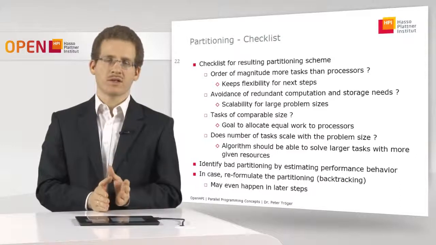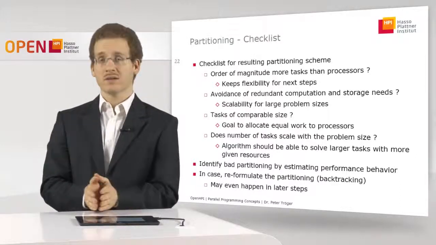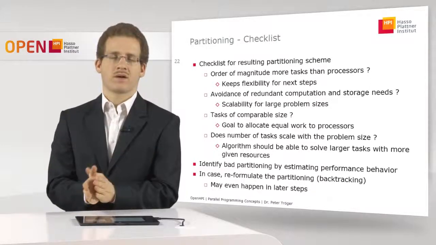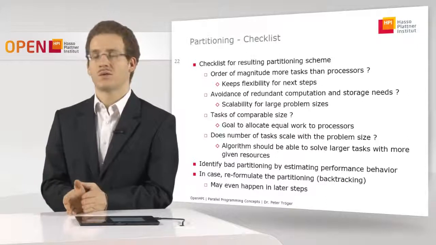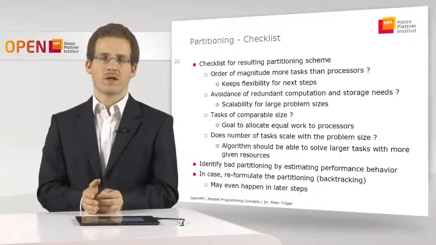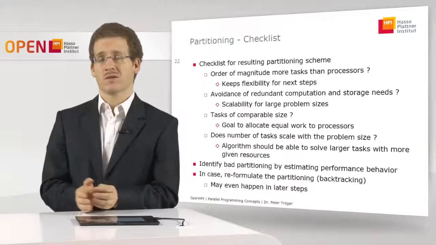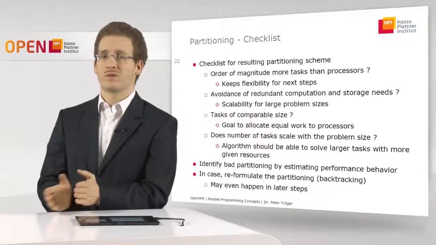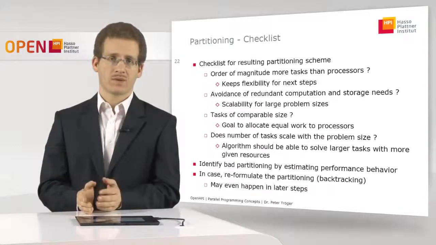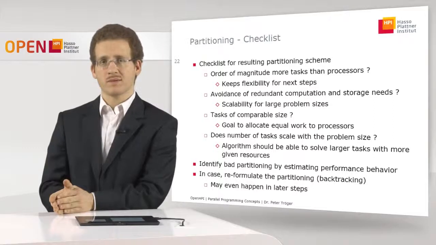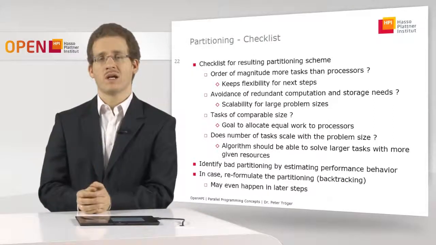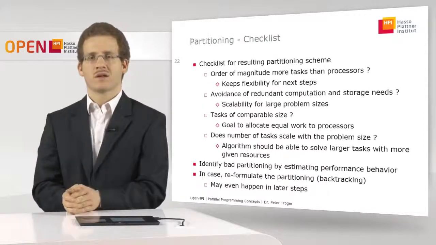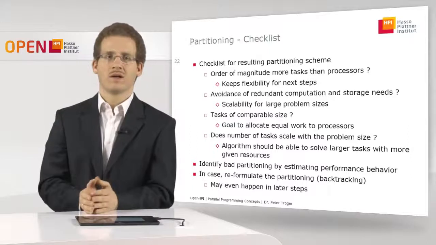So when you do the partitioning, Foster proposes a particular checklist, which is very helpful, that helps you in identifying if your partitioning is a good one or a bad one. So the first thing you have to make sure is that you have at least an order of magnitude more tasks than potential processors in whatever hardware you may aim for. This is relevant so that you have some flexibility for the next steps because we want to do the later agglomeration. So we need enough potentially concurrent tasks in our initial definition in order to have something to group together.